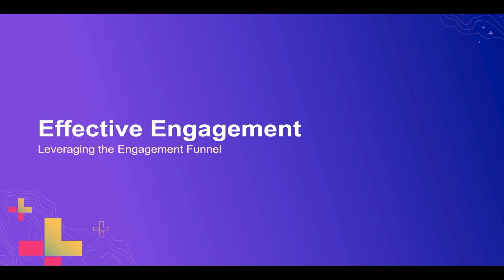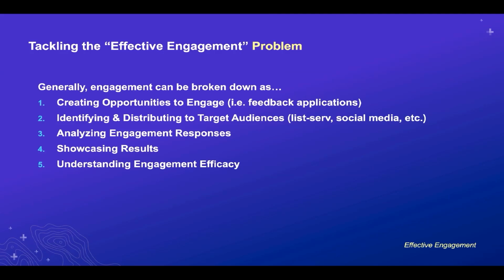So now it's really time to talk about effective engagement. And we're going to take some best practices from the private sector we see in a lot of e-commerce and marketing channels, and that all centers around some sort of conversion funnel, and we're going to relabel that from conversion to engagement for the purposes of this workshop. Generally, this type of engagement is broken down into 5 broad categories, whether it be creating the actual opportunity to engage, maybe a Survey 123 application, identifying and distributing that opportunity to some sort of target audience. Your channels for that may be a listserv, sharing it to social media, or even a Hub site itself.